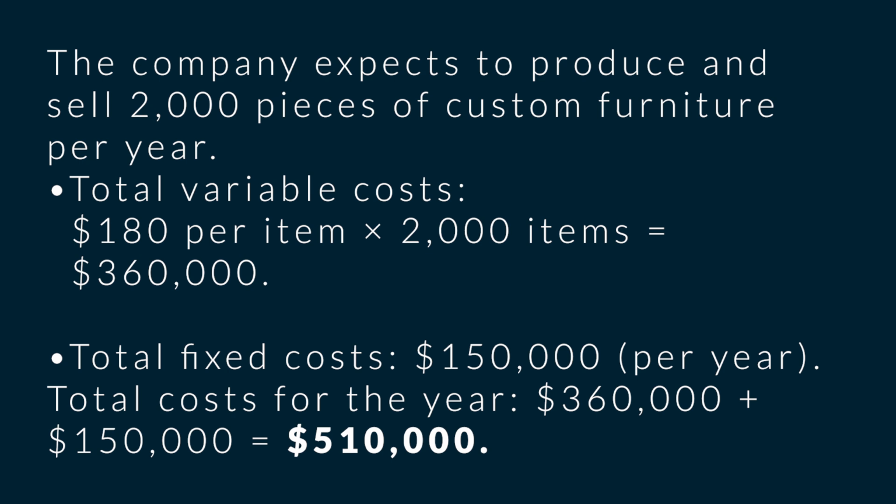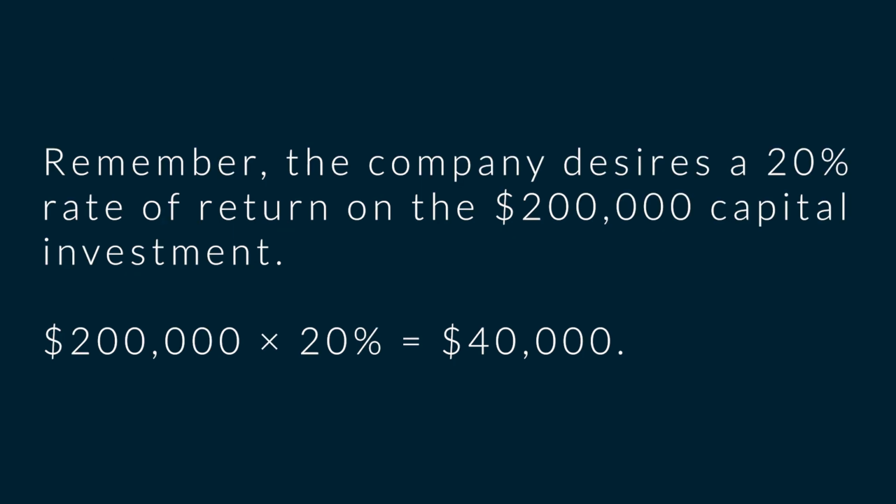So that gives us 360,000, which means if we add that to our total fixed cost, which was 150,000 per year, then our total cost for the year is $510,000. Remember, the company desires a 20% rate of return on $200,000 capital invested.